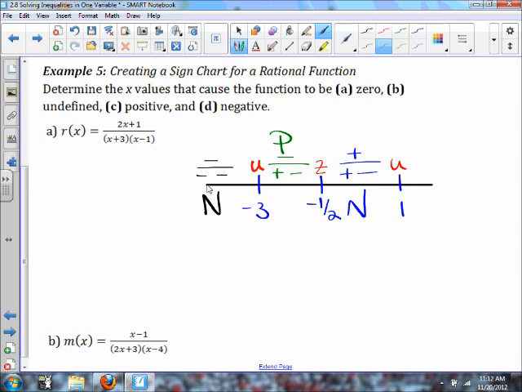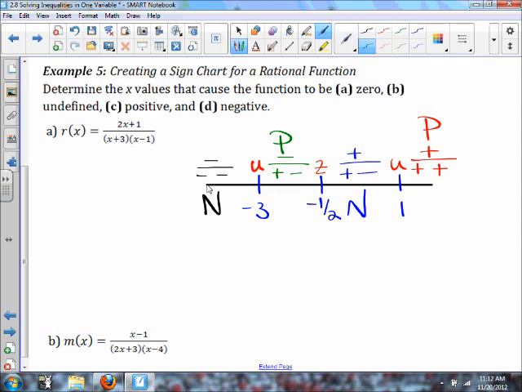Now the last one, a number greater than 1 would be 2: positive, positive, positive. Which tells me positive here.